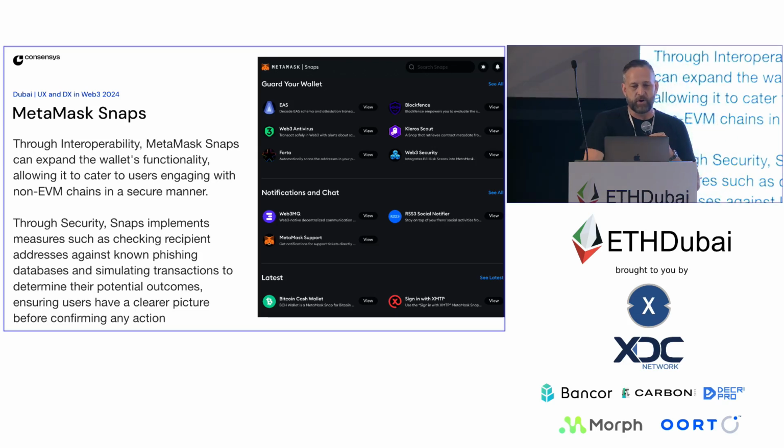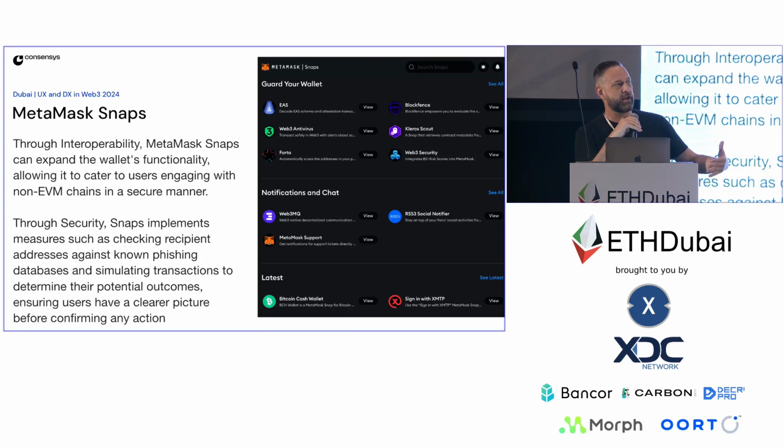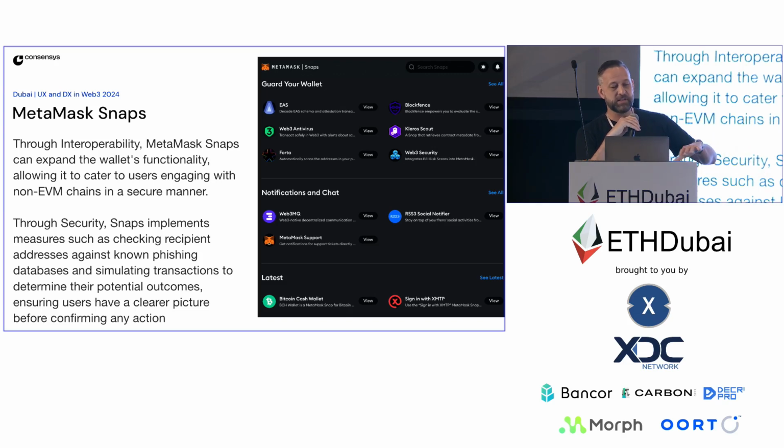We have MetaMask Snaps, if you haven't heard about this. Through interoperability, MetaMask Snaps can expand the wallet's functionality. As a developer, you can build something for MetaMask and not have to wait for us to build it, and cater to users engaging with non-EVM chains in a secure manner. With Snaps, this is our entry point into non-EVM and omni-chain management of assets with MetaMask. Through security, Snaps implements measures such as checking recipient addresses against known phishing databases, simulating transactions to determine their potential outcomes, and ensuring users have a clear picture before confirming any action.